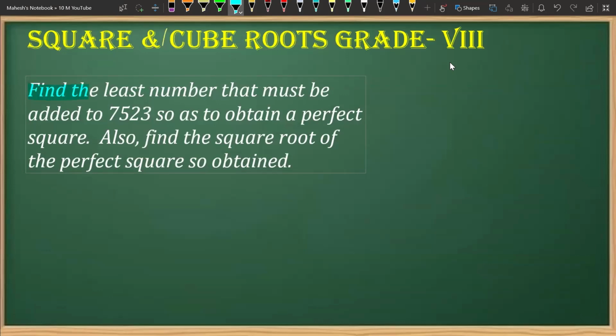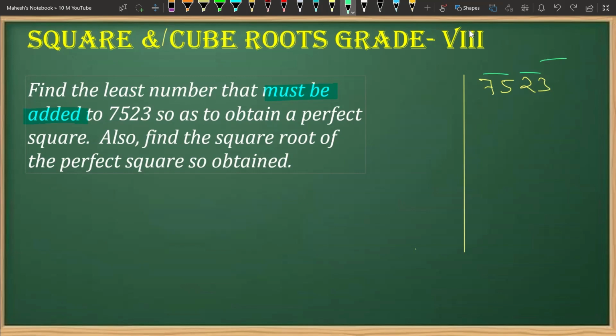Now the question over here is to find the least number that must be added to this number 7523 so as to obtain a perfect square. And in the later part, we also have to find out the square root of the perfect square so obtained. Well, as you know, in a question involving what must be added or subtracted, we use the division method. So let's proceed with the number 7523. The first thing that we do is to pair these numbers from behind, right?